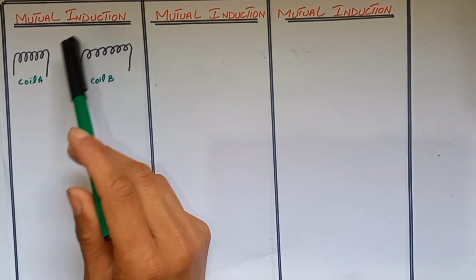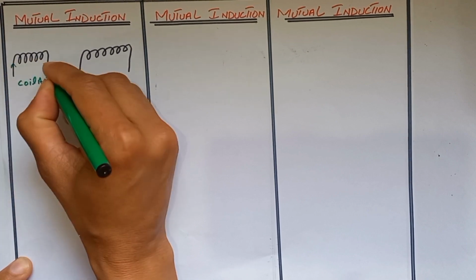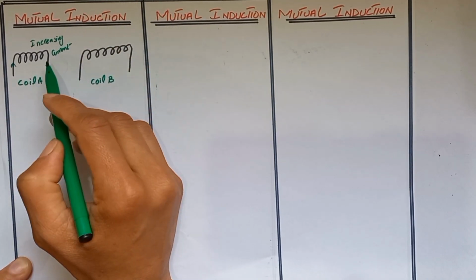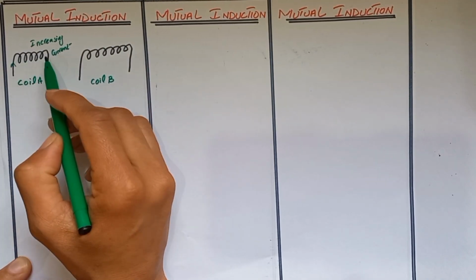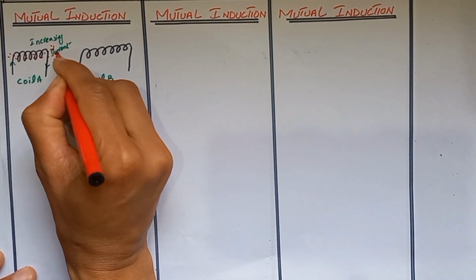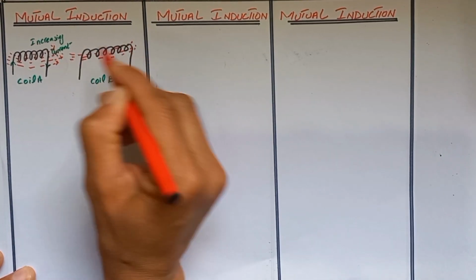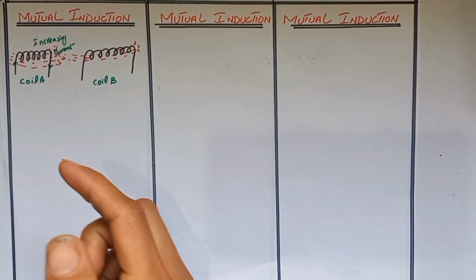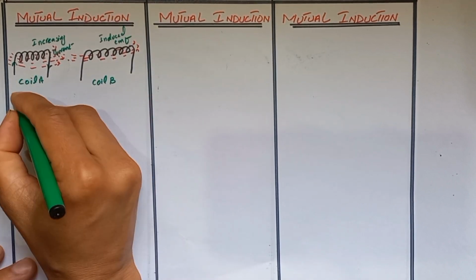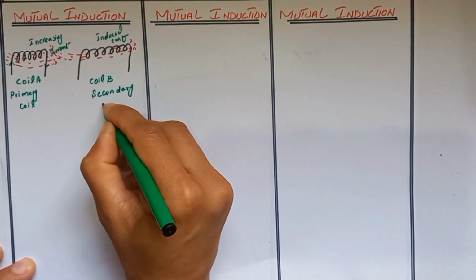To discuss the topic of mutual induction, we take two coils, coil A and coil B. If we increase the current in coil A, this increasing current creates a magnetic field. The magnetic field produced by coil A links with coil B, and it produces an induced EMF in coil B. We call coil A the primary coil and coil B the secondary coil.